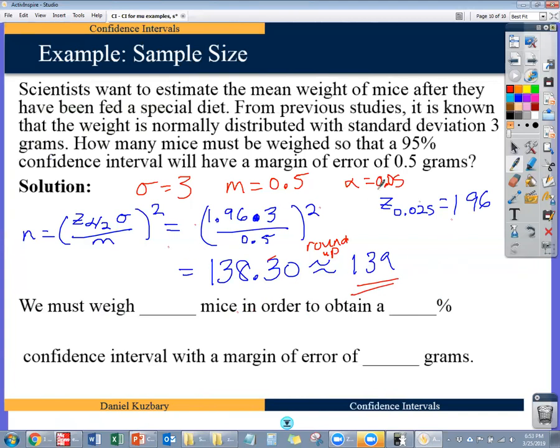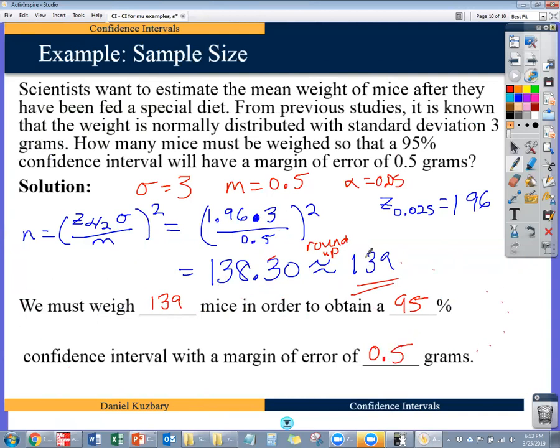So anytime you do this kind of problem and you get a decimal, just round it up, even though you would normally round that down, because this means you need at least another 0.3 of a mouse. So go ahead and get a whole mouse. So to answer our question, we must weigh 139 mice in order to obtain a 95% confidence interval with a margin of error of 0.5 grams.